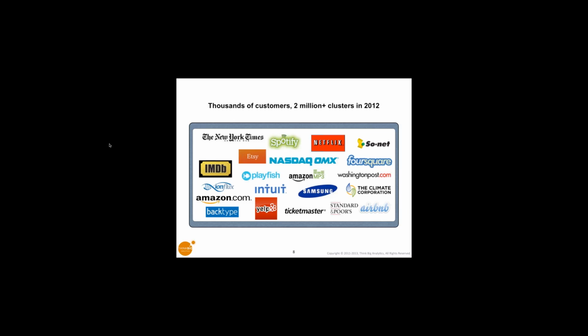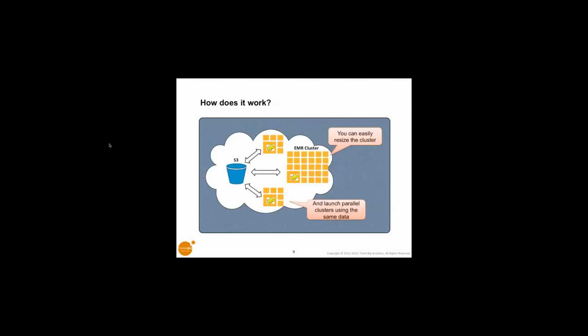Here's just a handful of some of the more prominent people running their applications in their environments in Amazon. As we can see, there are some very big names, notably Netflix, the New York Times, as well as NASDAQ.